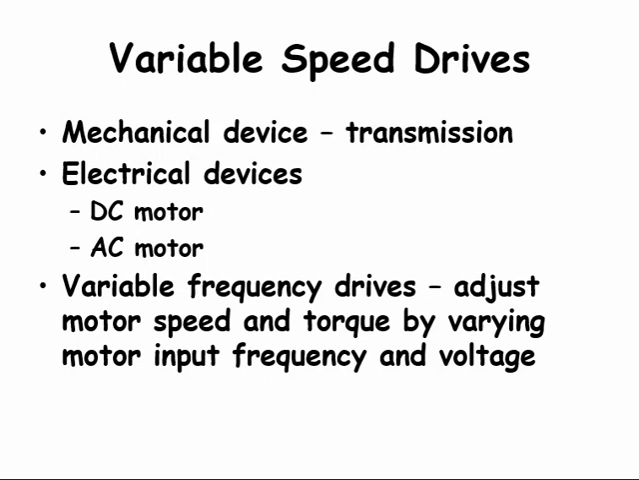The last type of device that I want to mention here are variable frequency drives. They adjust the motor speed and torque by varying the frequency and voltage of the electricity supplied to the motor. The main point is that there are mechanical and electrical devices that can be used to vary the speed and torque of the shaft.